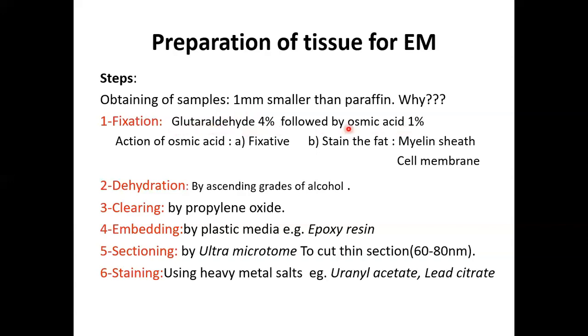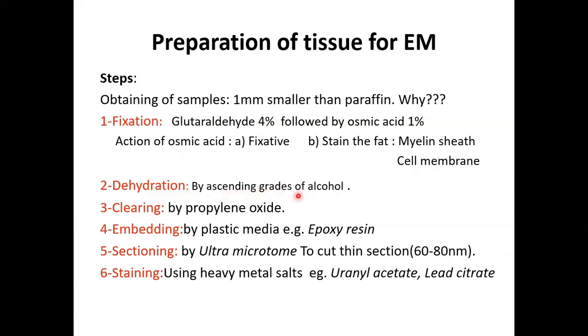Glutaraldehyde and osmic acid penetrate only half a millimeter. So to ensure the penetration of the glutaraldehyde and osmic acid to the whole sample, we have to sample only 1 millimeter. Fixation, we have double fixation here, glutaraldehyde 4% followed by osmic acid 1%. The action of osmic acid is not only fixative, but it also stains the fat black, especially the cell membrane and organelle membrane.